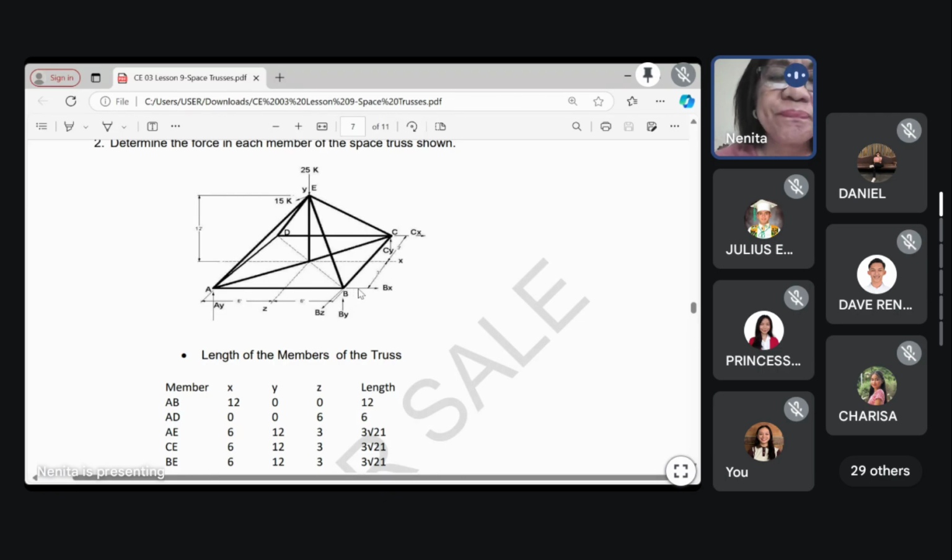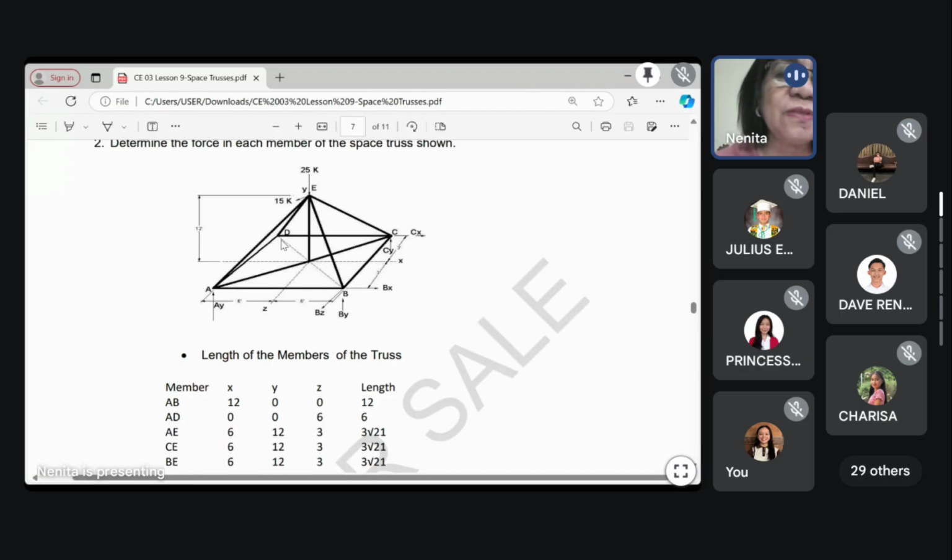Along with the directions of the axis. Pero kining CX and CY, there are 2 unknowns, CX and CY. Okay, so you have to identify already the type of supports.